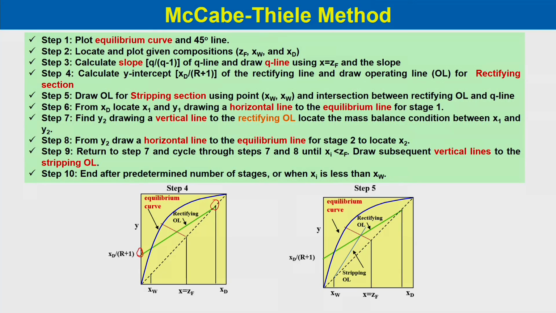Similarly, for step 5, we can draw the operating line for the stripping section using the point XW, XW, which is located over here, and the intersection between the rectifying section operating line and the q line. Since the rectifying section operating line and q line intersect at this point, the stripping section line would also pass through this intersection point, because this point is also valid in the feed line equation. So, all 3 lines should intersect at the same point.